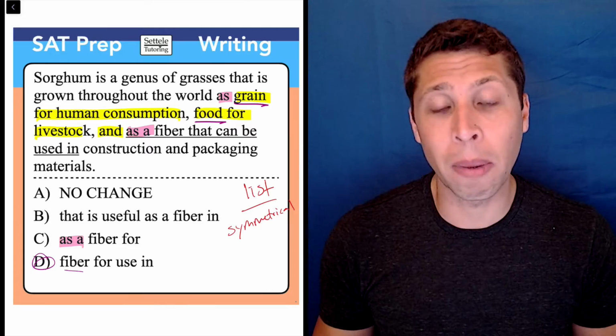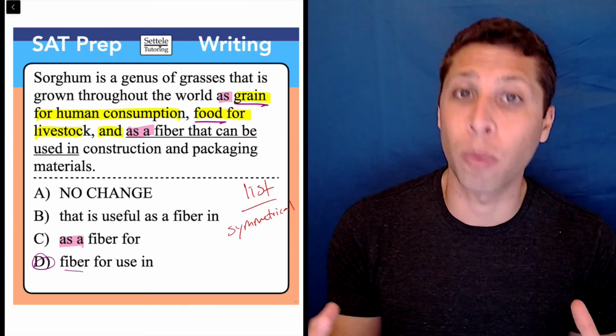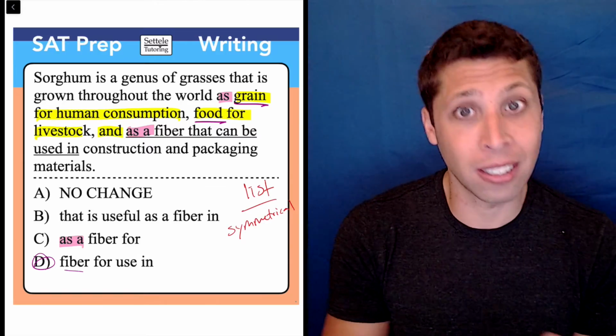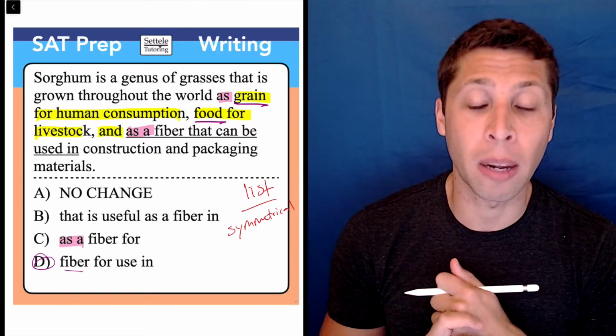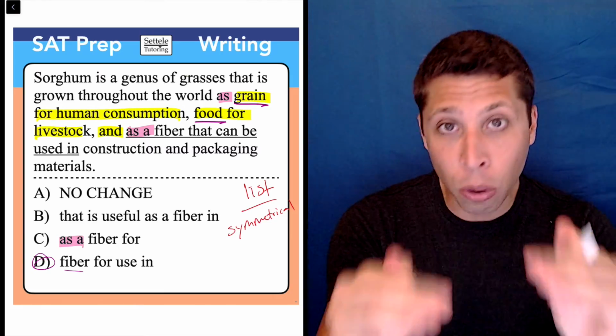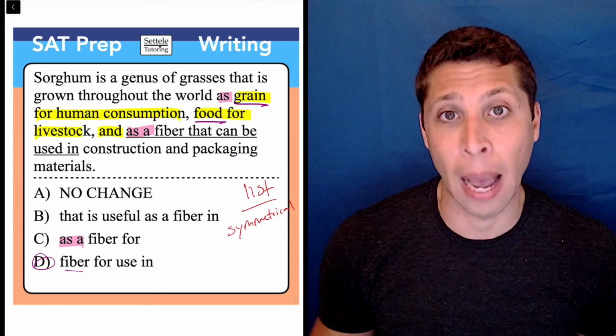So it's really just about looking to see what kind of structure we have in the question, in the sentence. If it's a list or a comparison, then we're probably going to need to think about symmetry and just match whatever else is going on. Don't think too hard about what you would do. Just follow the pattern that's established by the sentence.